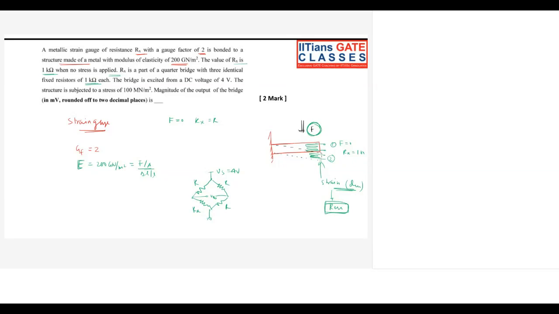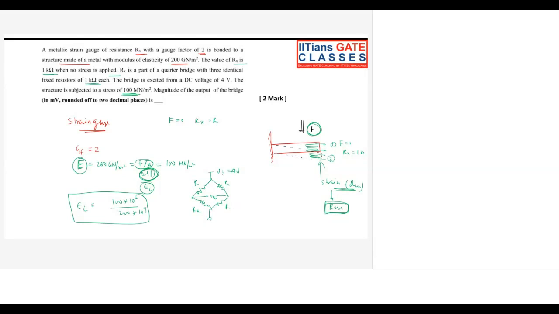The structure is subjected to a stress of 100 meganewton per meter square. So now you are going to apply the force, but here they have not given the force directly. They are mentioning it in terms of stress. So they are applying 100 meganewton per meter square, and Young's modulus is going to be 200 gigananewton per meter square. From there we can easily find the change in the dimension. So epsilon we can find as 100 into 10 to the power 6 upon 200 into 10 to the power 9. So this is going to be the epsilon.